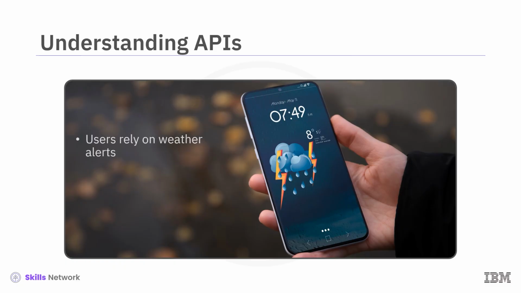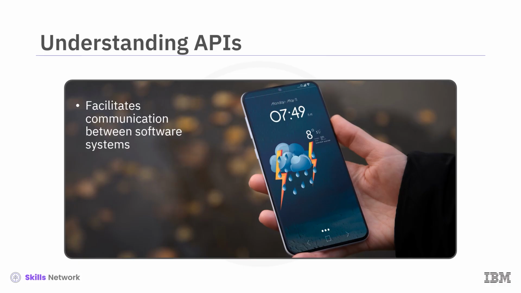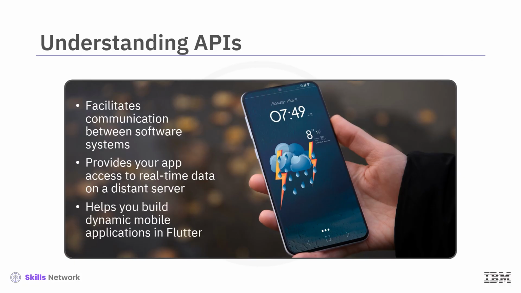Many people use their phones for weather alerts to plan their daily activities. Application programming interfaces, APIs, bring this data to their phones. APIs work behind the scenes to facilitate communication between software systems, providing your app access to real-time data on a distant server. This access to external data will help you build dynamic mobile applications in Flutter that seamlessly integrate external data.